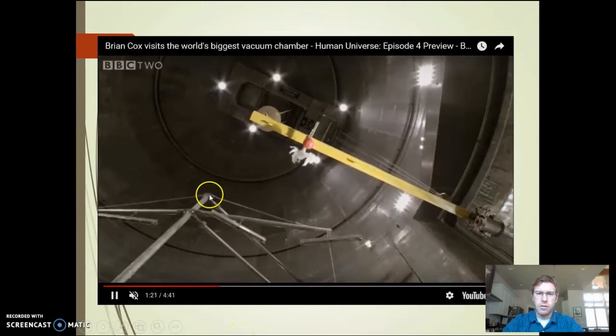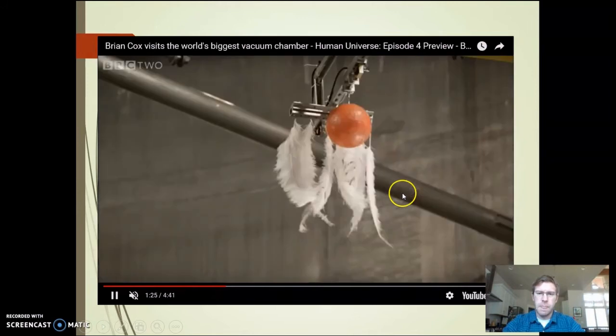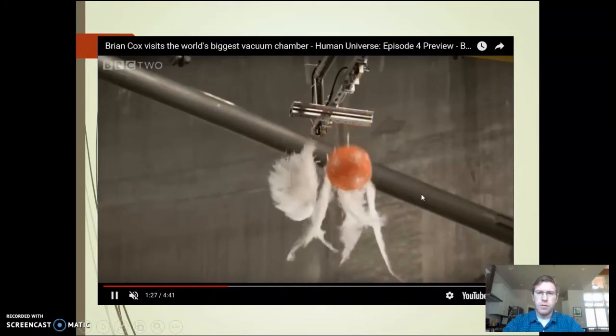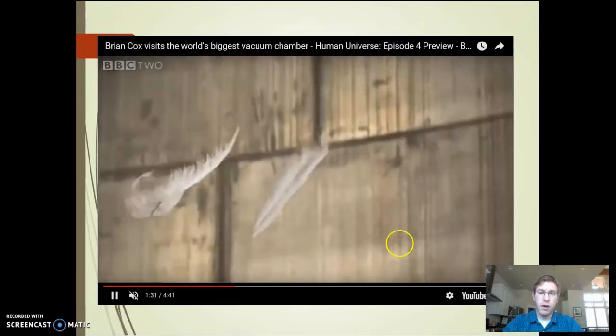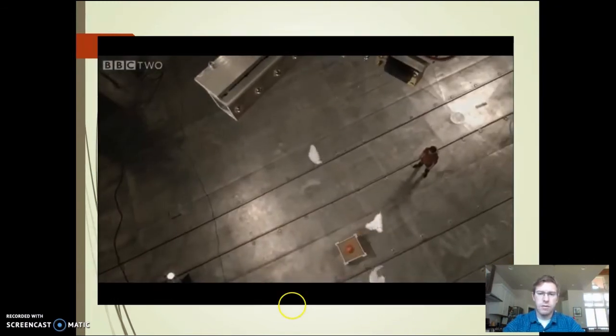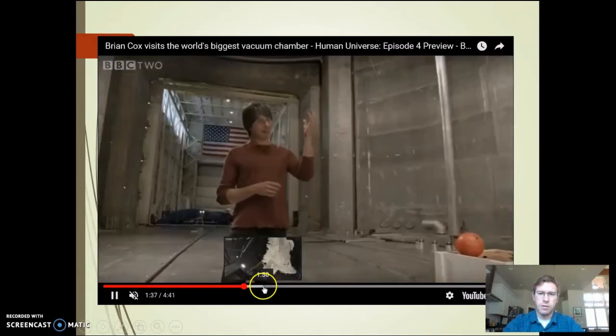They lift them up, and as you can see, Brian Cox is still in the chamber, so it's got air in it. And when they drop them, we want everything to fall at the same rate, but nope, they don't. The feathers fall much slower because of the presence of that air. Air resistance slows their descent. They do not fall at the rate of 9.8 meters per second squared.